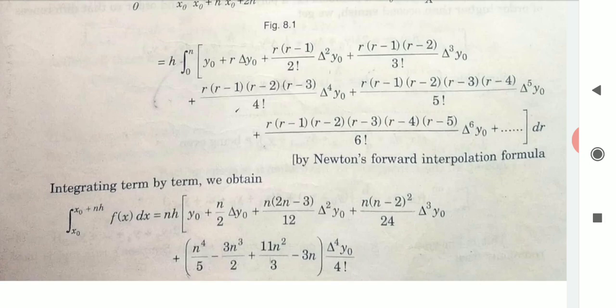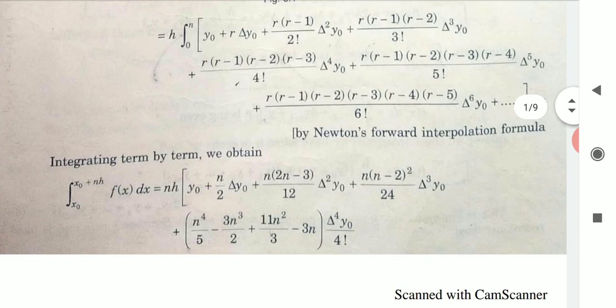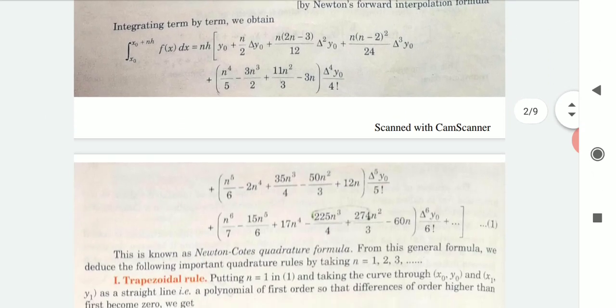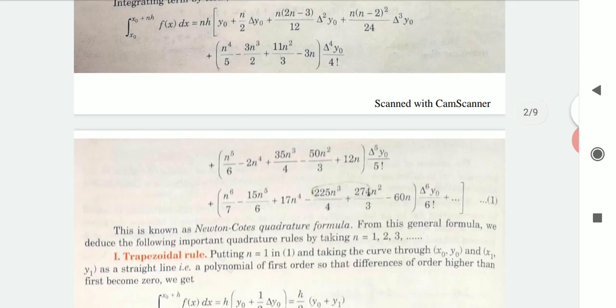Integration from x naught to x naught plus nh of f(x) dx is equal to nh into the bracket y naught plus n by 2 delta y naught plus n(2n minus 3) upon 12 into delta square y naught plus n(n minus 2) whole square upon 24 into delta cube y naught plus something more in the bracket delta power 4 y naught upon 4 factorial and so on. Plus something more into the bracket fifth order term plus something more in the bracket sixth order term and so on.